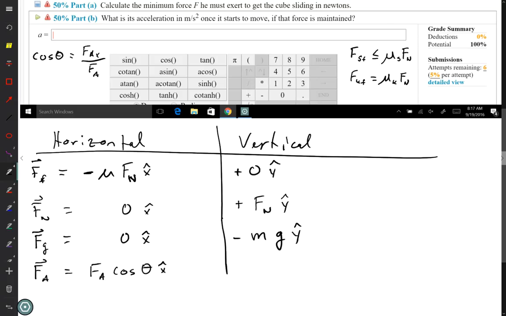And I have force A cosine theta. And for the Y direction, we already determined it's plus force A sine theta in the Y direction. So now I've broken the forces up into components. It's important that we go back and remember what I'm doing, because it's taken us 10 minutes to get this far, and we might have forgotten what the problem was.